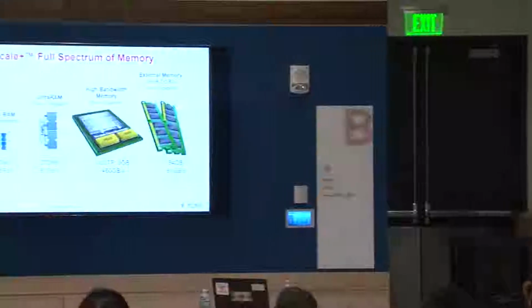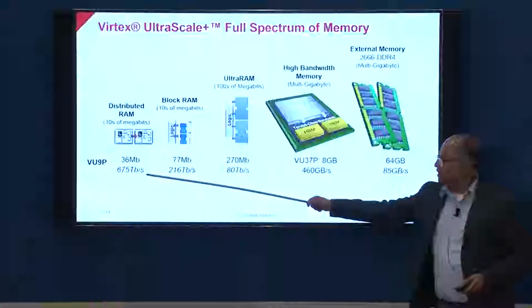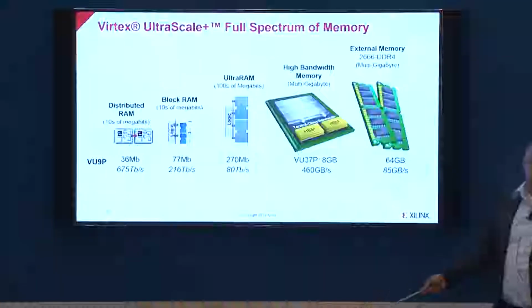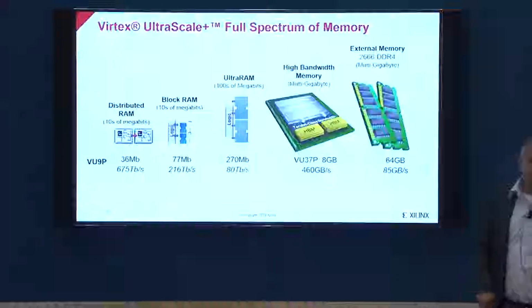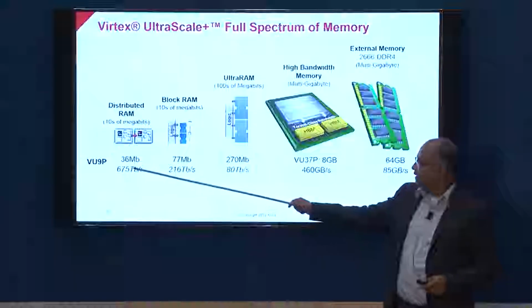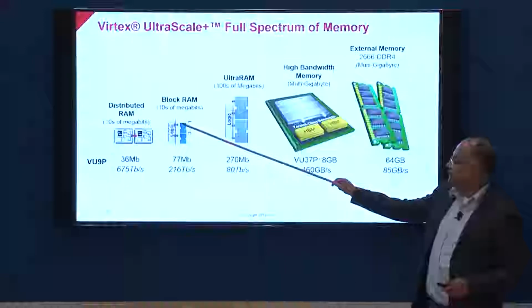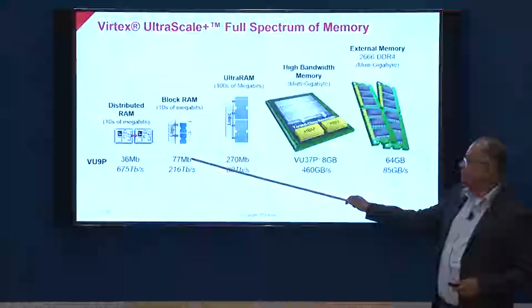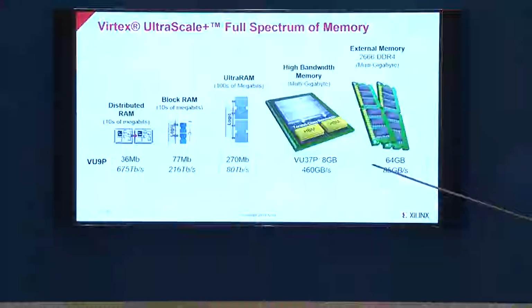Just this is my end of talking about FPGAs before I go into our architecture of xDNN. This is on a VU9P, which is one of our data center chips, available on F1. You can see distributed RAM, the LUT RAM sitting next to your DSP. You can get 36 megabit of it, and it's extremely high bandwidth. Then the next level is block RAM, which gives 77 megabit on this device. And as you go further, the bandwidth keeps going down.